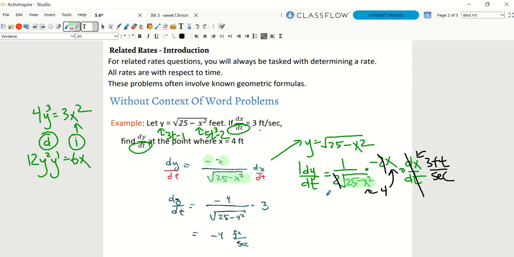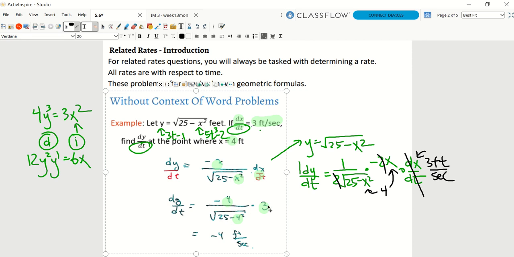And now we just simply plug in, folks. We plug in 3 feet per second for dx over dt because that's what's given. We also plug in 4 for x. I want you to see how I plugged in over here at all those green highlights. And then 25 minus 4 squared, which is 16, is the square root of 9, which is 3.